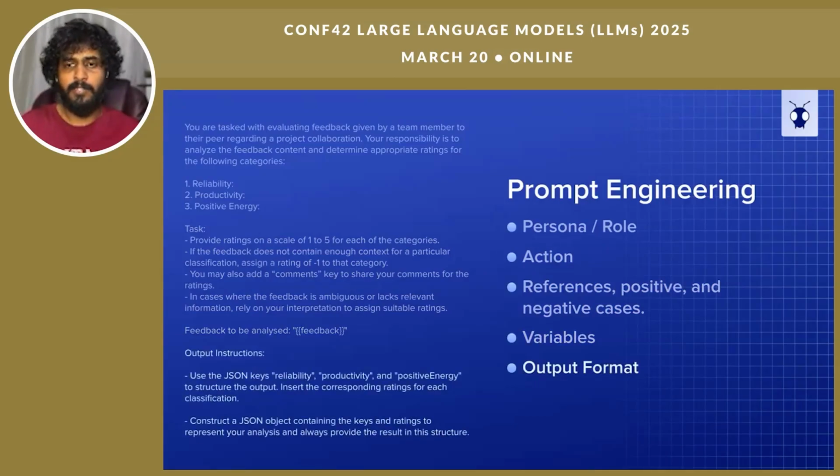And then we also said, what is the output format? So we wanted a JSON output format, which has these three items: reliability, productivity, and positive energy. And it should have a value between 1 to 5. In negative cases, it's going to have a -1.